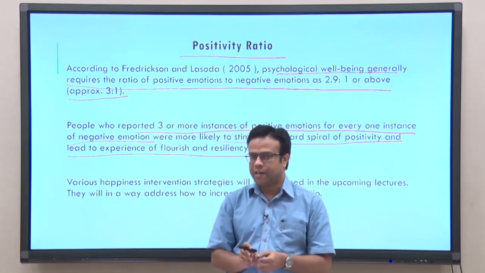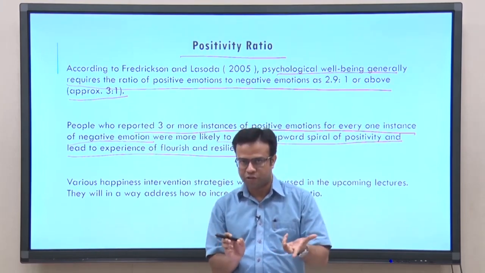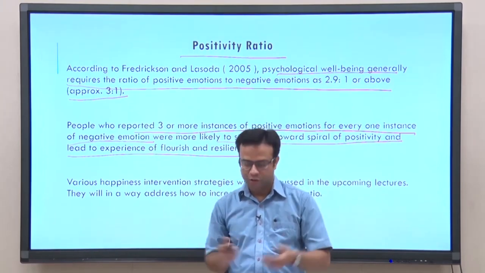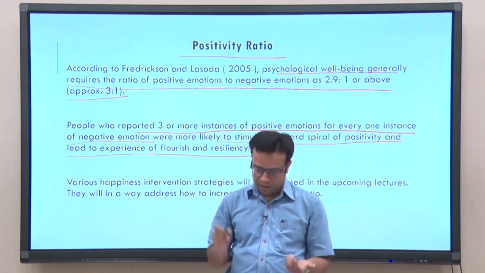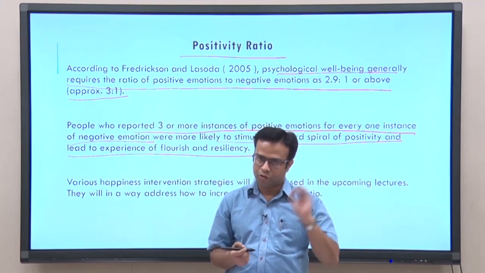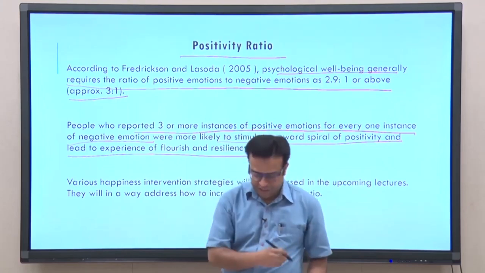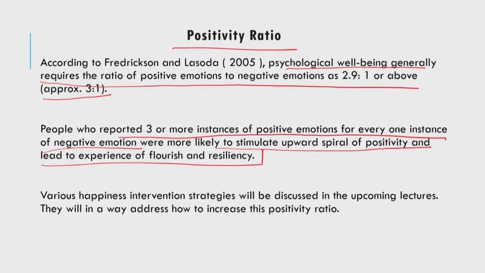Generally, the research indicates that against one negative emotion, if people experience 3 or more positive emotions, it will stimulate an upward spiral of positivity, which will promote resilience as well as well-being. The various happiness intervention strategies we will discuss in upcoming lectures will basically be about enhancing this positivity ratio. We will talk in more detail about that later on.